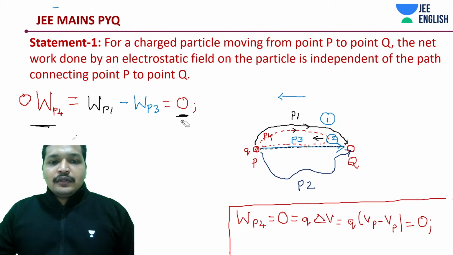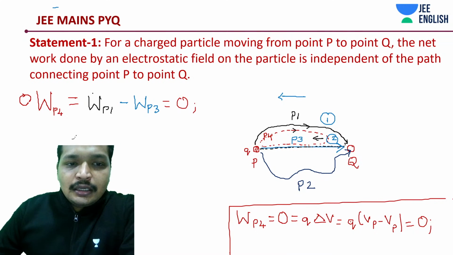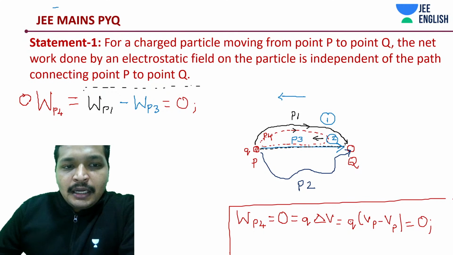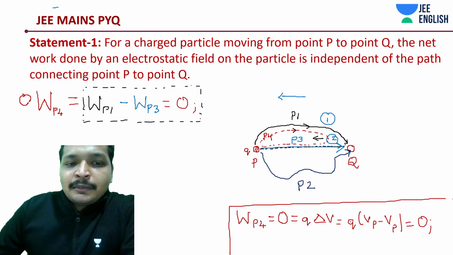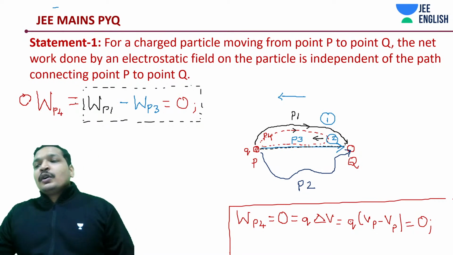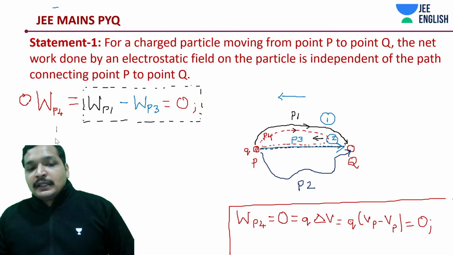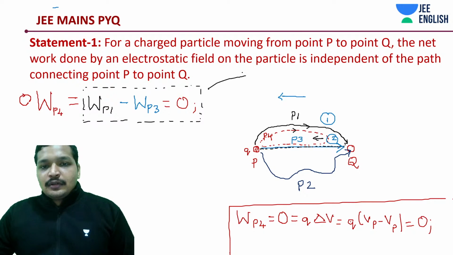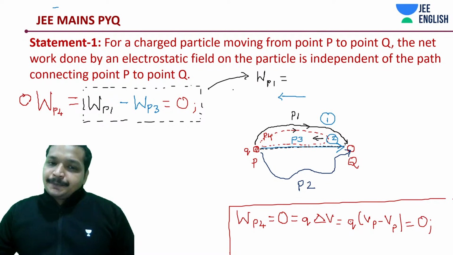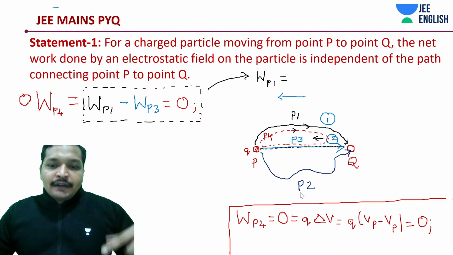Forget everything. Okay, it's simple. Many of you have already understood it. If this is true, that means work done in path 1 is equal to work done in path 2 or path 3 in this case. Easy? That's it. Easy. Reverse direction, right?